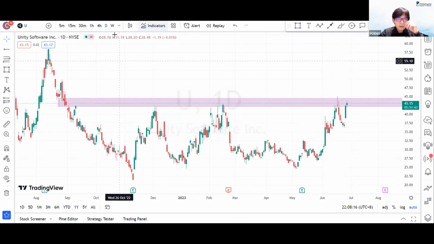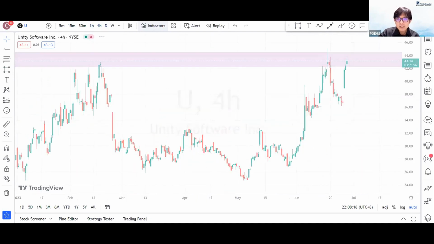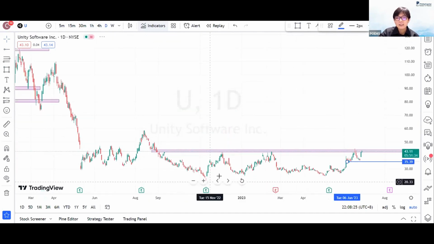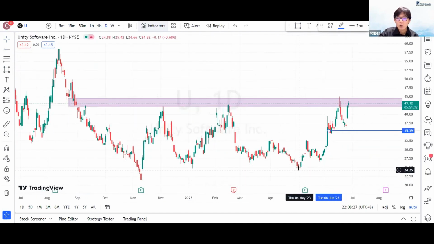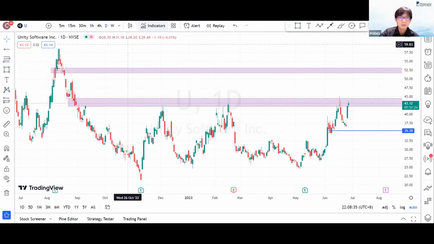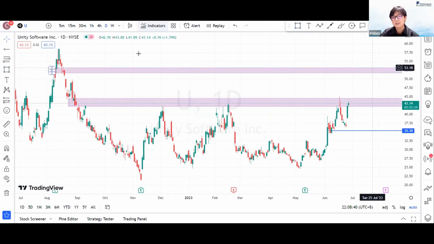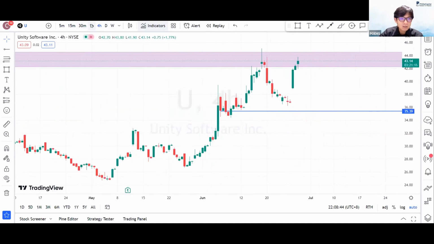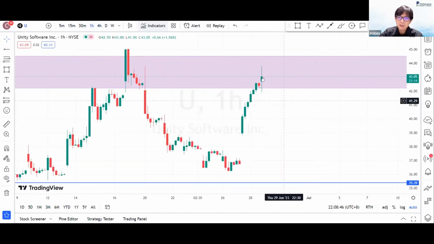But for Unity, the probability of it going higher from now on, I think, is higher than the downside. The reason being, we are seeing consecutive higher lows being formed. Currently we are seeing a new higher high. So with this momentum coming back in, we potentially might see price moving back towards the $51, $53 level.